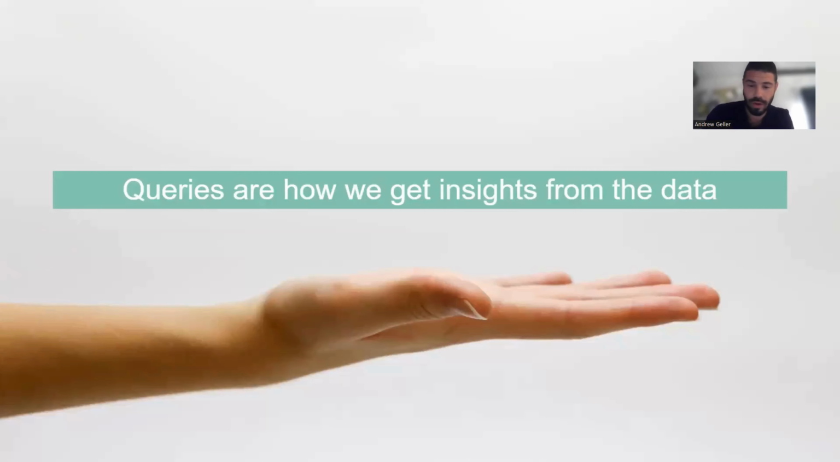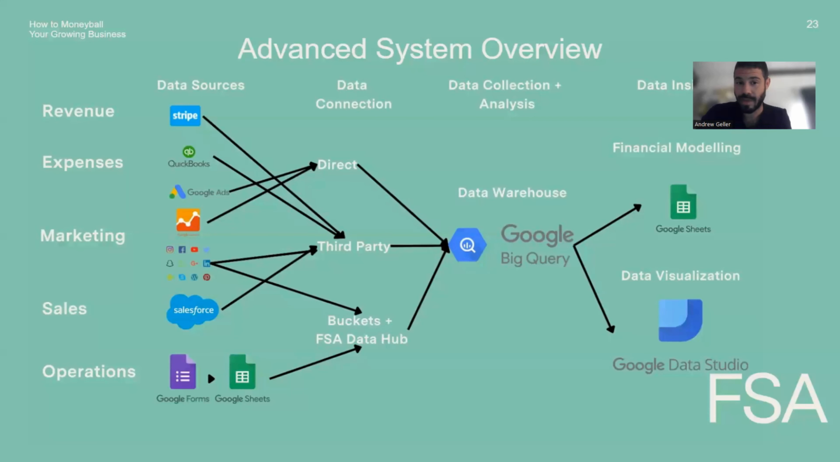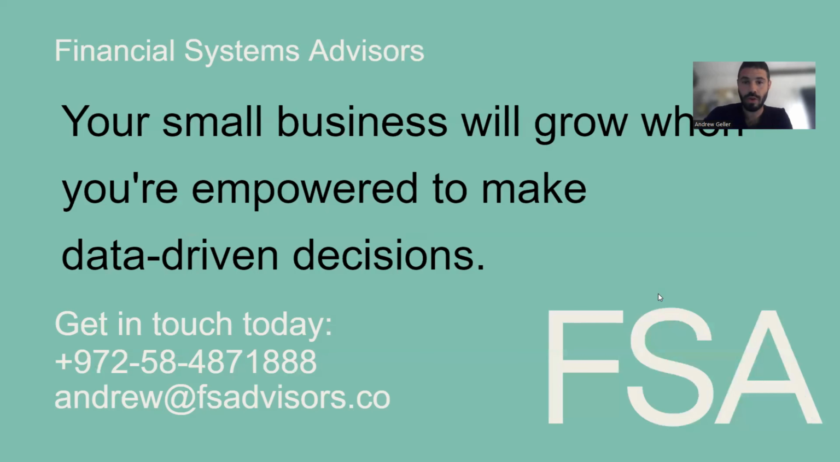If we go back to our slideshow, I can tell you, just to reiterate, we're trying to build you your GPS for growth using a financial model and data. An advanced system would look something like this, where you have your data sources all kind of being funneled into a data warehouse, which we're using BigQuery, which is by Google, and that we can use to help us understand our cash flow in the financial model and the data visualization. So your small business will grow when you're empowered to make data-driven decisions.